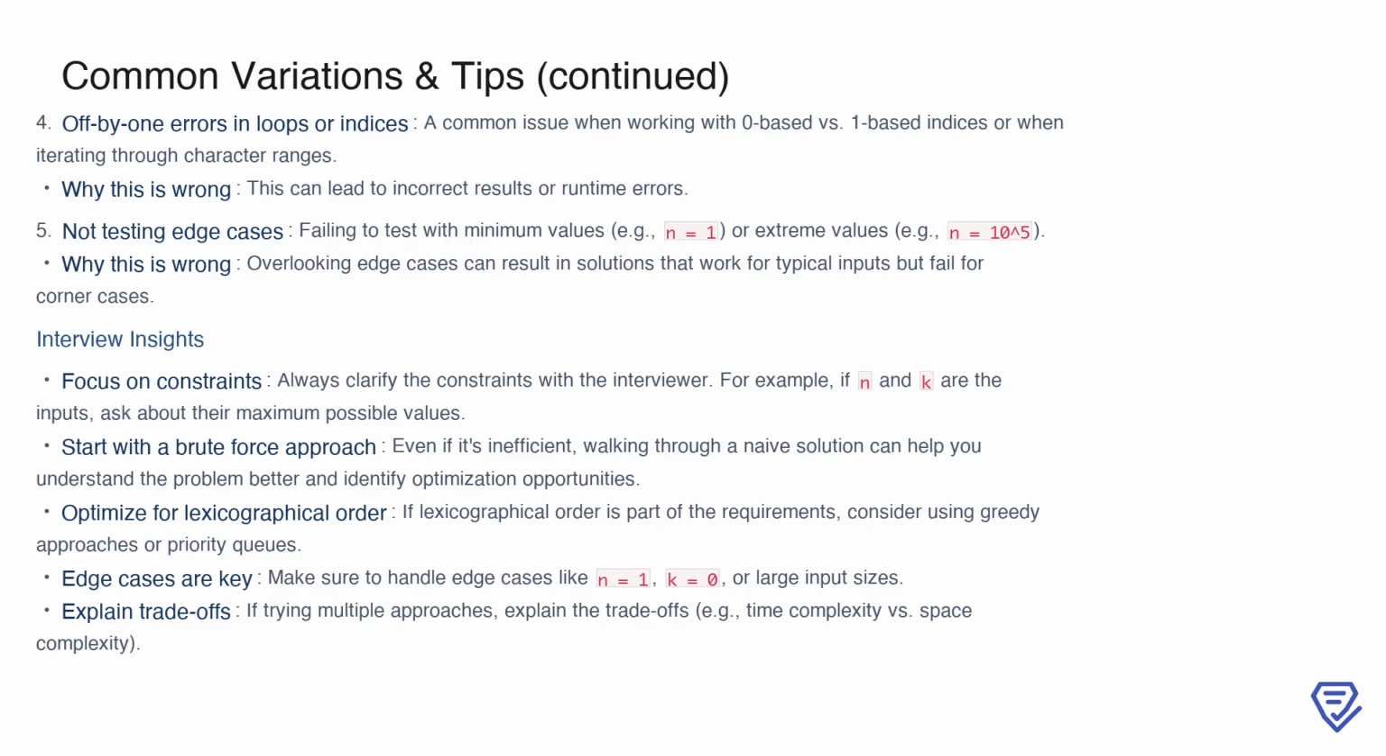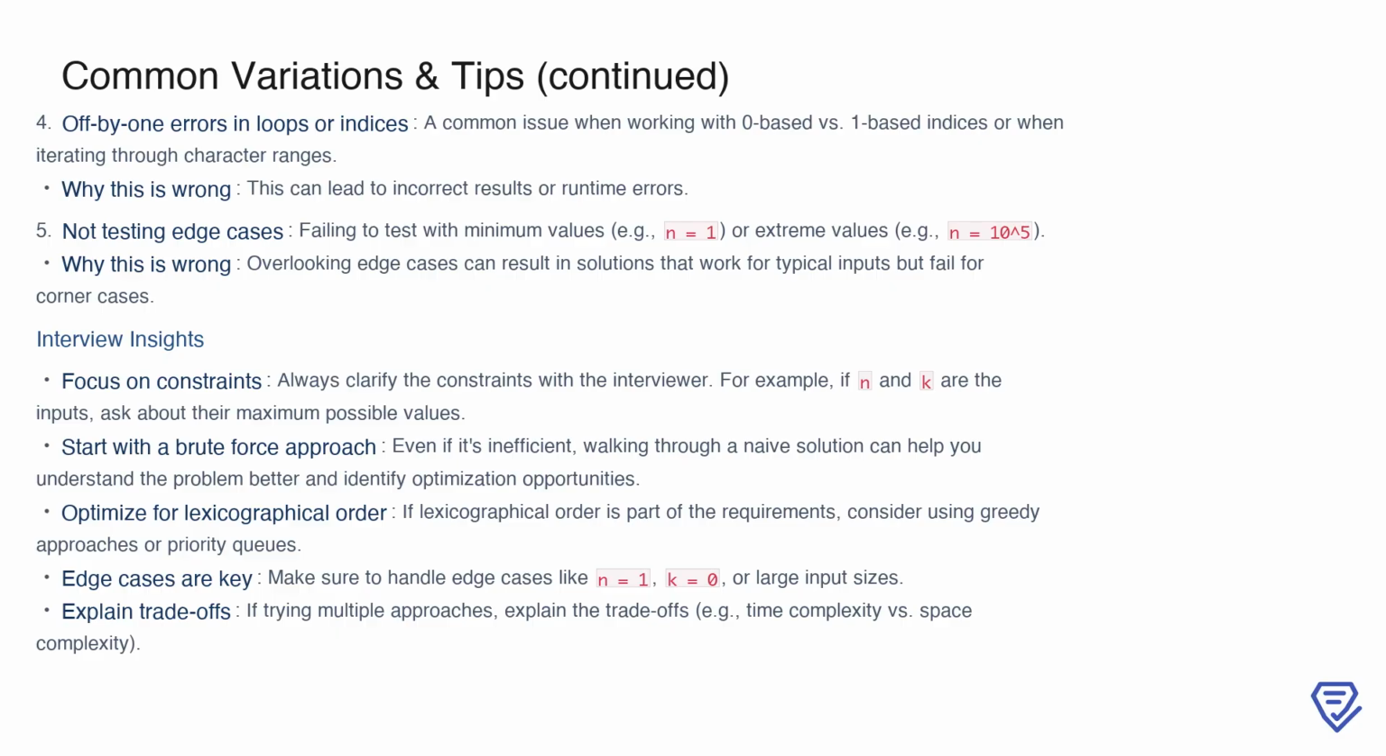This often happens when transitioning between 0-based and 1-based indices or when iterating through character ranges. Such errors can lead to incorrect results or even runtime crashes, so always double-check your bounds. Additionally, failing to test edge cases is a significant oversight. For instance, scenarios like n equals 1 or n equals 10^5 can reveal flaws in your implementation that typical inputs might not expose. To avoid these issues, thorough testing with both minimum and extreme values is crucial.